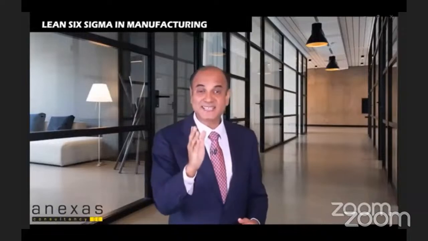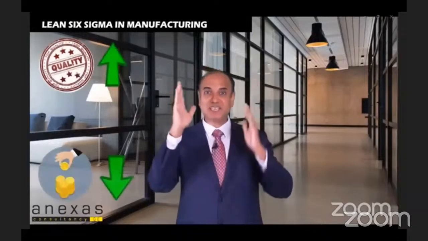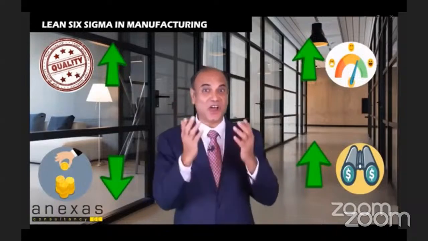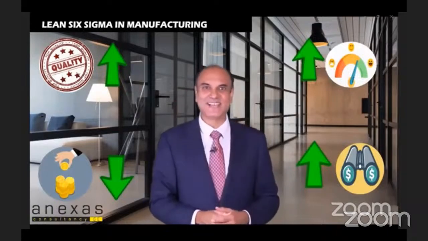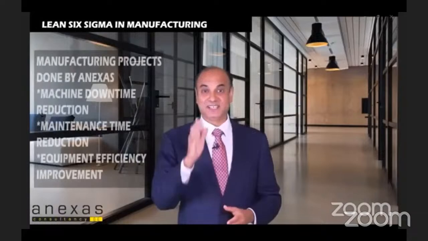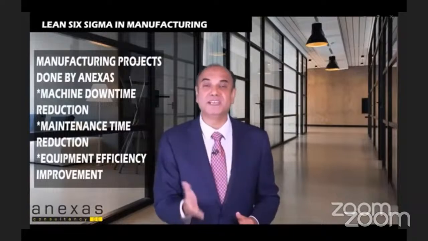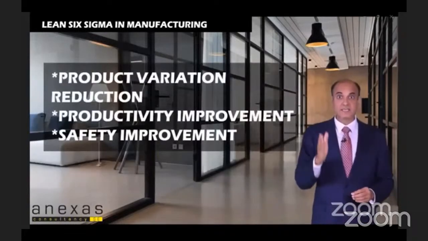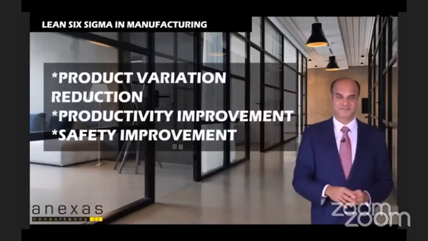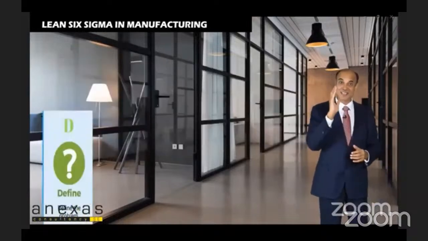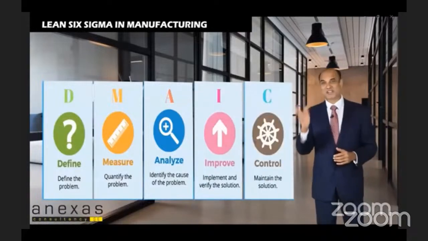The moment I say Lean Six Sigma techniques, high quality, low cost, increased profits, and customer satisfaction should automatically come to your mind. It is very rightly said that machines are mere pieces of metal if they cannot be made efficient. Lean Six Sigma helps you to do this. What is the core of Lean Six Sigma? It's DMAIC. Yes. Define, measure, analyze, improve, and control.